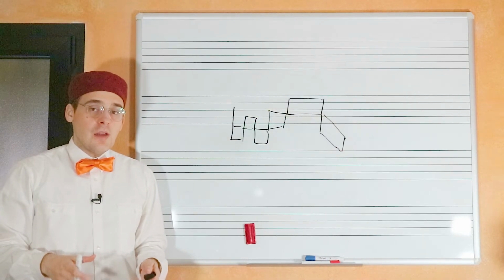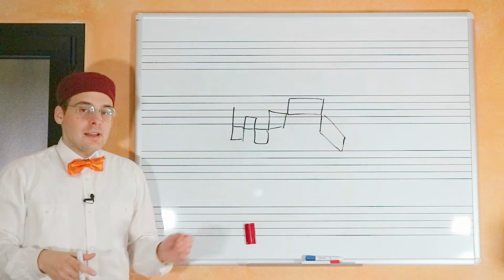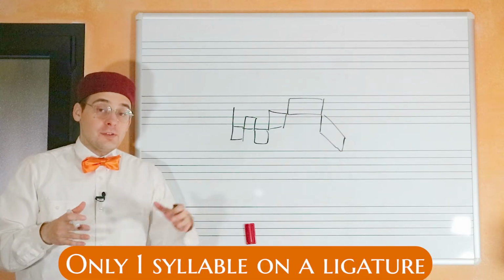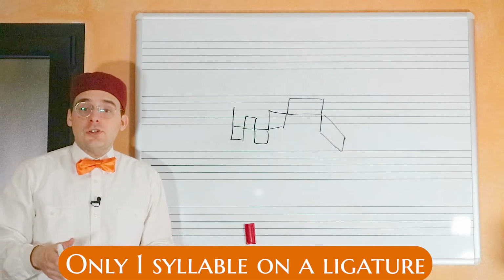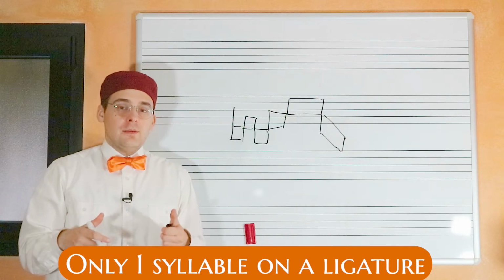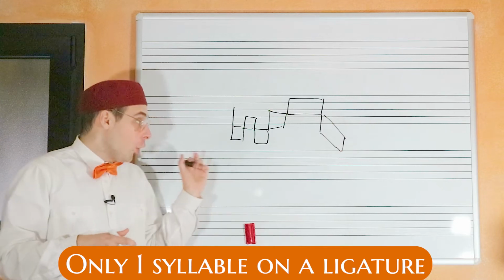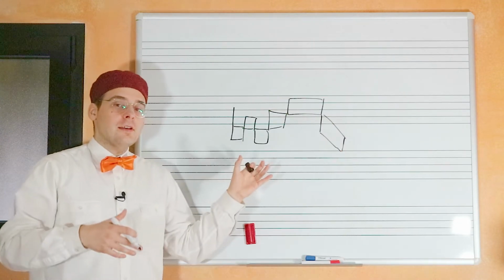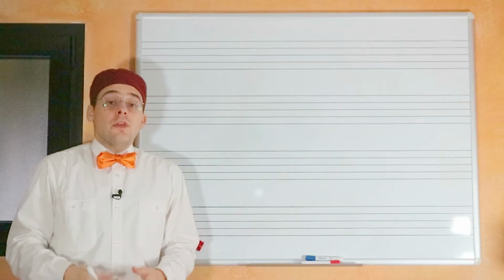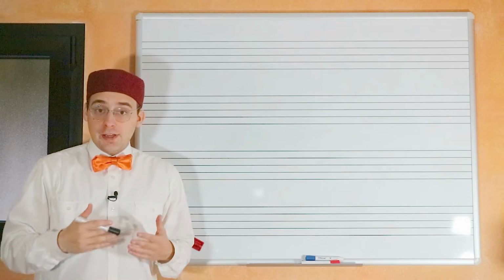Another thing you have to know about ligatures is that on a ligature there can be only one syllable. For this reason, when in a Renaissance piece I meet one ligature, I can only sing one syllable on this ligature. So every ligature expresses a situation of legato. So let's start with the first rule of two-note ligatures.